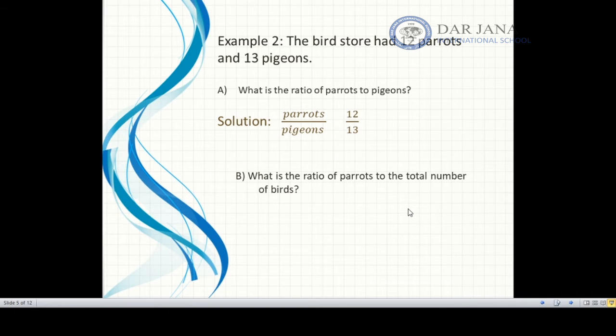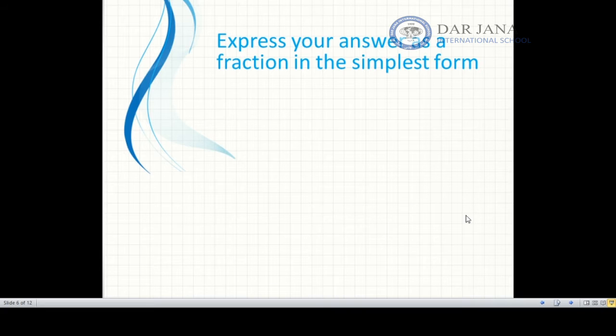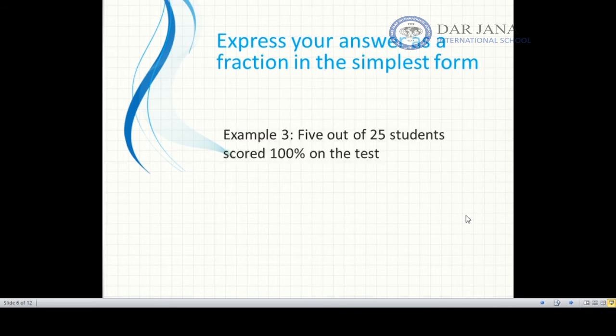If that's the case, then you have a two-step solution. You have to figure out the total number of birds. So in our case, parrots is in the numerator, and that's 12. And the denominator has 12 plus 13. So our fraction is 12 over 25. Now we have to express our answer in the simplest form.